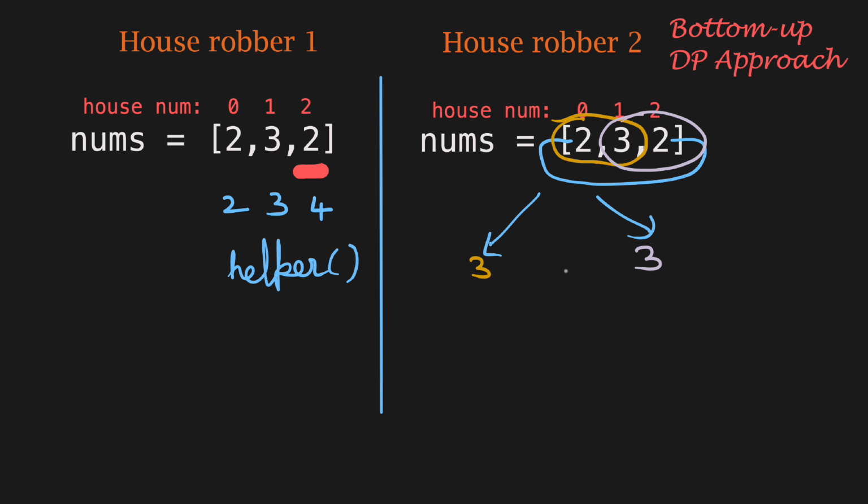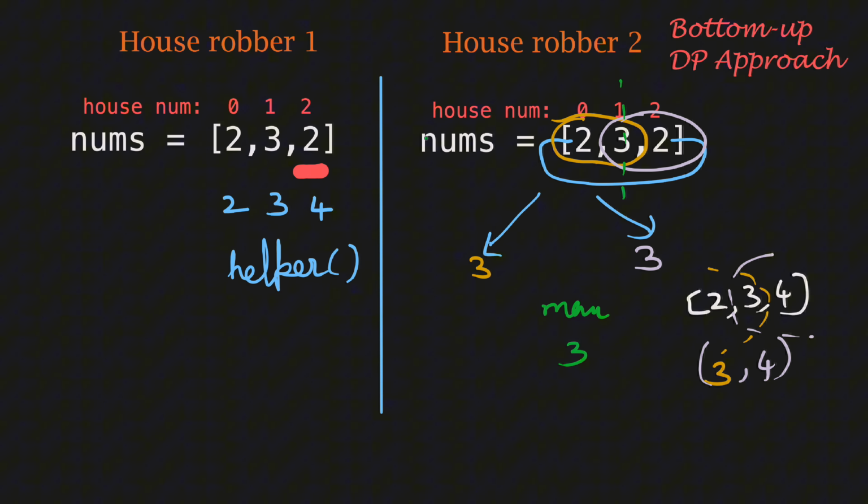And again, to maximize the loot, we will take the maximum of the results from the two subproblems, which here will lead to 3. Here, this array was symmetrical, so the two subproblems yield the same result. But if the array were different, like this one, then in that case we would have got the maximum loot of 3 from subproblem 1 and maximum loot of 4 from subproblem 2. So our final answer would be the maximum of 3 and 4, equal to 4.